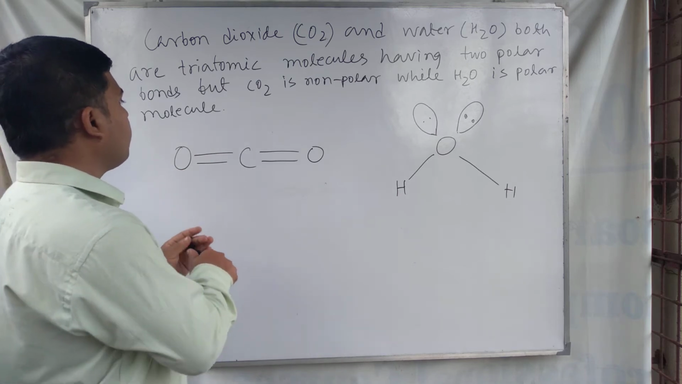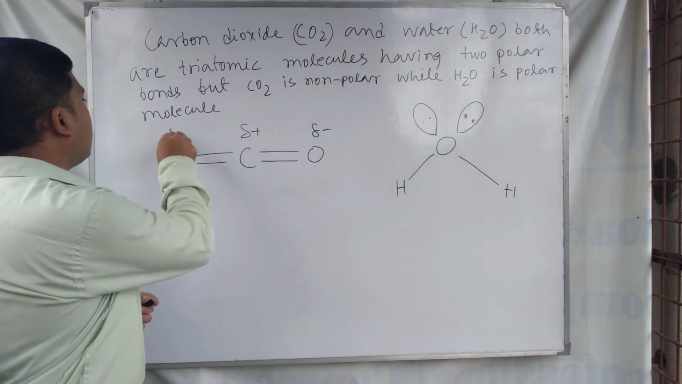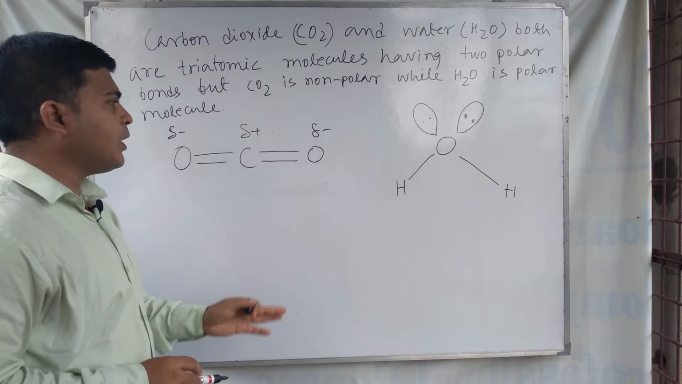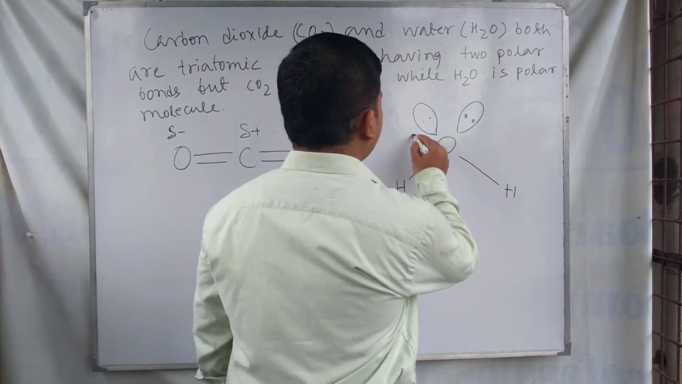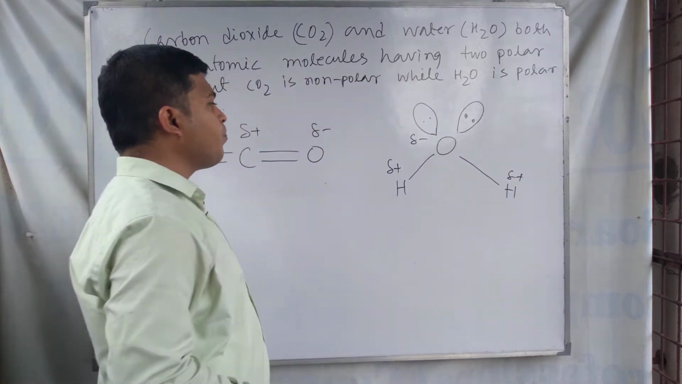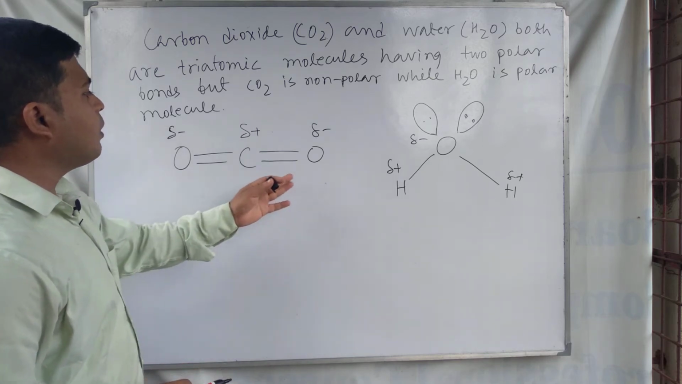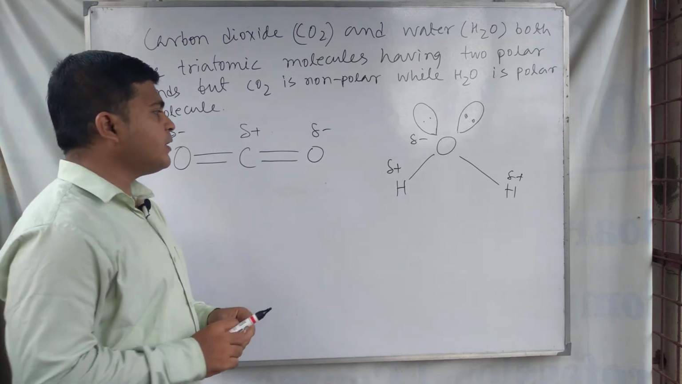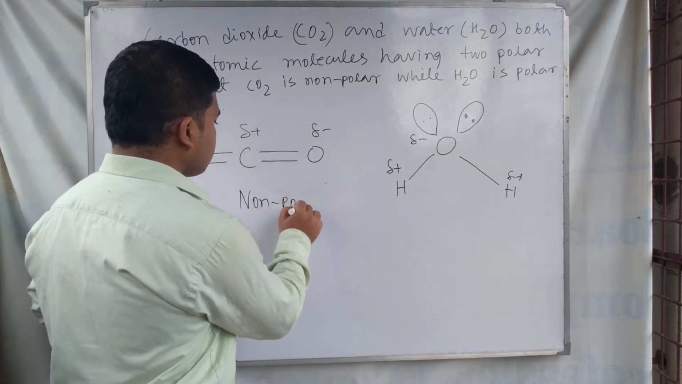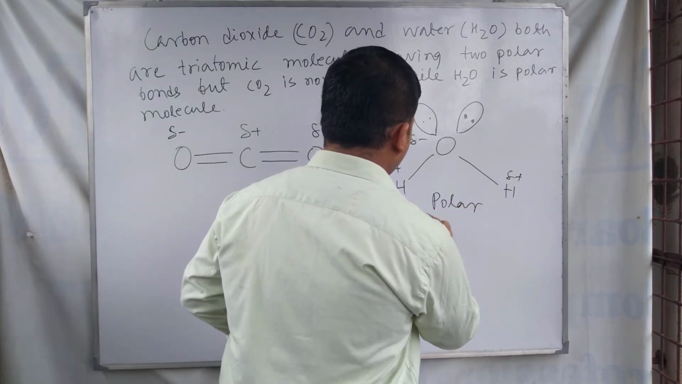This one is a polar bond, carbon is del plus and this one is del minus, this one is again del minus. So for this reason these two bonds are polar in nature, and for water oxygen is del minus and hydrogen is del plus. So the two bonds in each case, carbon dioxide and water, are polar in nature, but this molecule is non-polar and this molecule is polar and has a dipole moment.